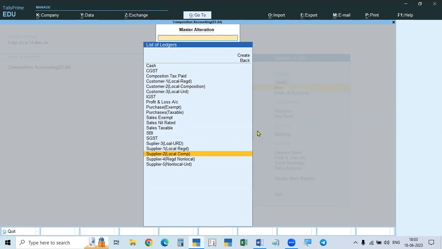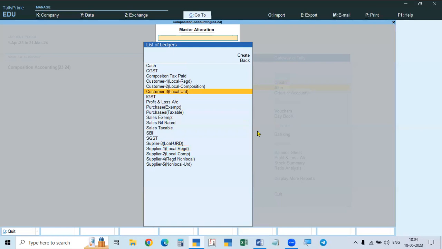See, local registered, local non-registered. Similarly, the unregistered, non-local, non-local unregistered. So there are two each for local and non-local, registered and unregistered, and one is local-only composition. So these I created. The text within brackets I kept just to remember and understand.